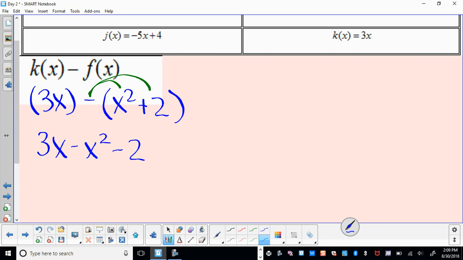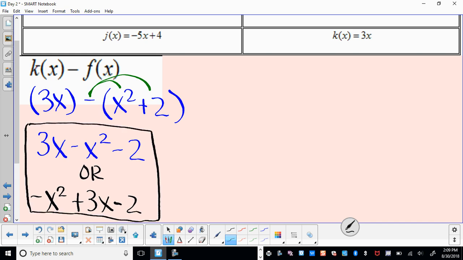And you can leave your answer like that if you want. It's not wrong. Or the official way of doing this is if you put them in order from your highest exponent down to your lowest exponent. So that would be negative x squared plus 3x minus 2. Either one of these answers will work. I'm not picky on that. Sometimes, even if you left it like this, it wouldn't be wrong, because there's no like terms for me to add or subtract. Okay?